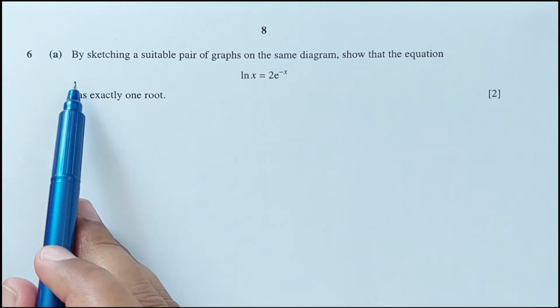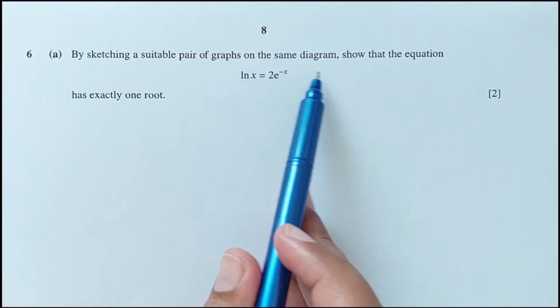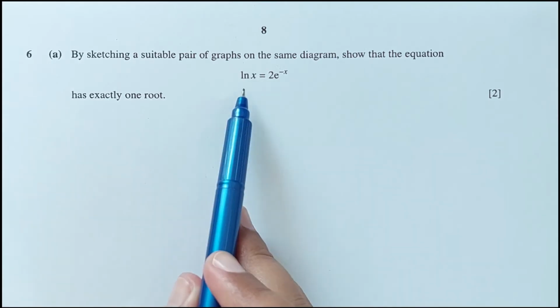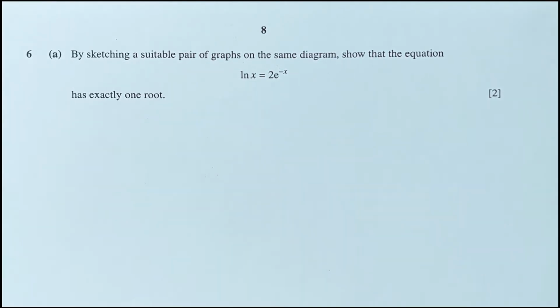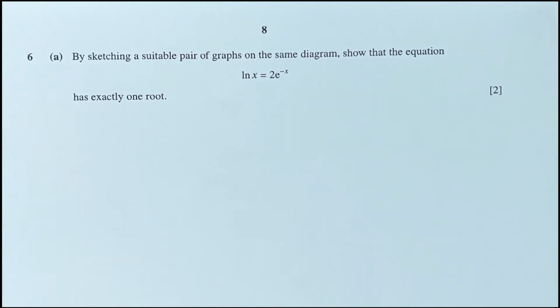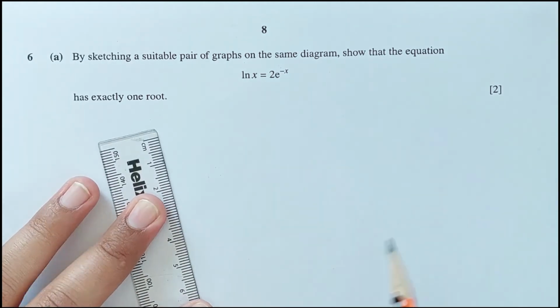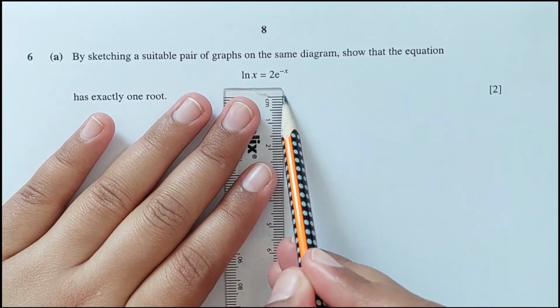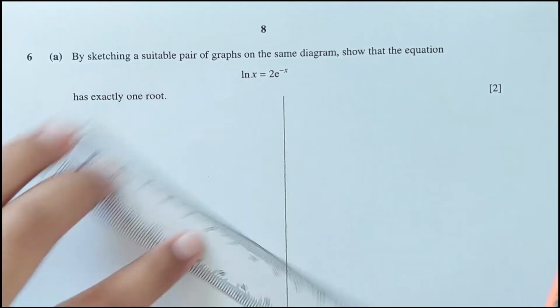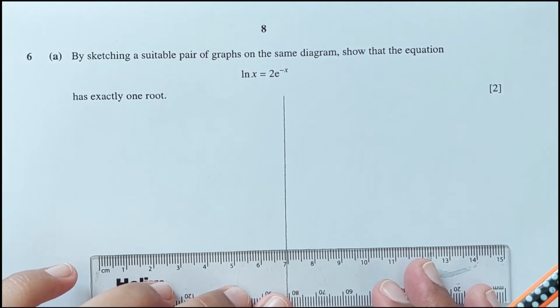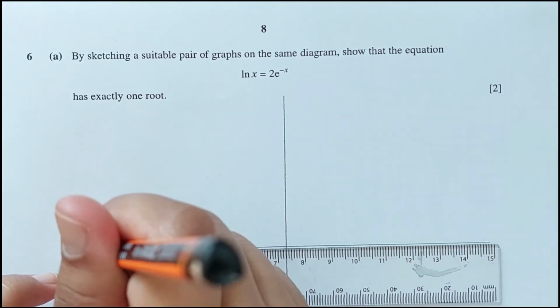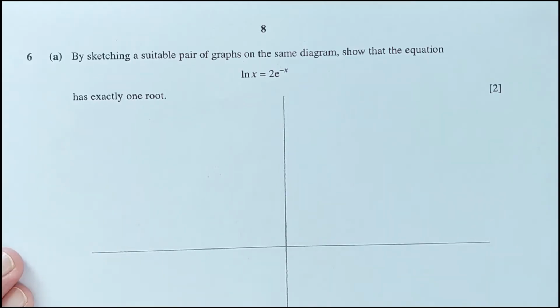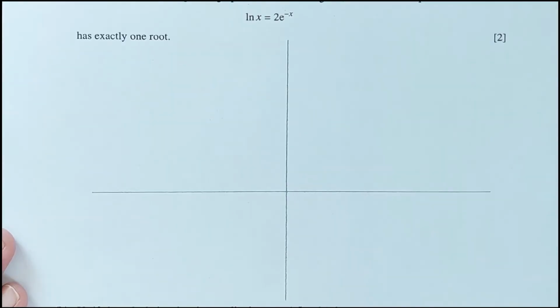Question number 6, part A. By sketching a suitable pair of graphs on the same diagram, show that the equation ln x equals 2e power minus x has exactly one root. Let me sketch the grid first. Okay, let me select the scales.